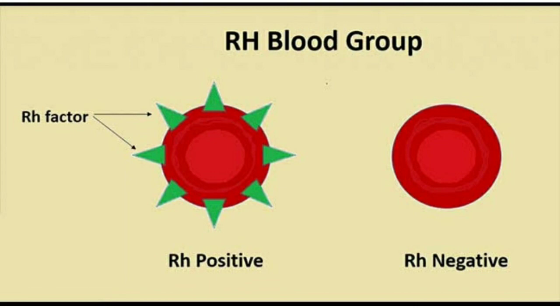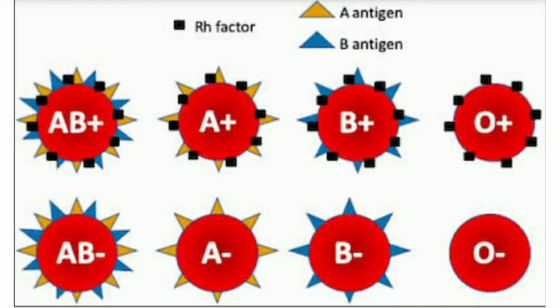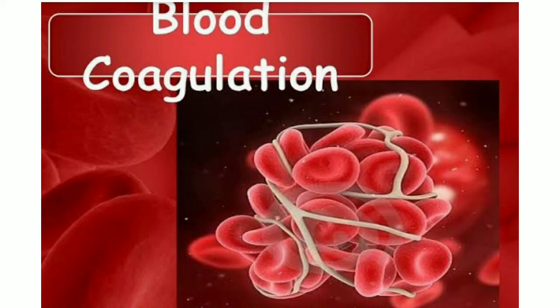If RH is present on the RBCs of an individual, then the person is said to be rhesus positive, that is Rh positive. If the Rh factor is absent, then it is called rhesus negative, obviously, right? So this should also be taken care of when blood is donated. I hope you were able to understand. This is the main reason we read about the blood groups, and there's so much importance in everyday life.